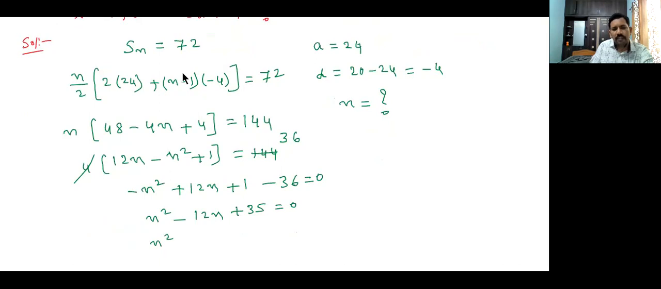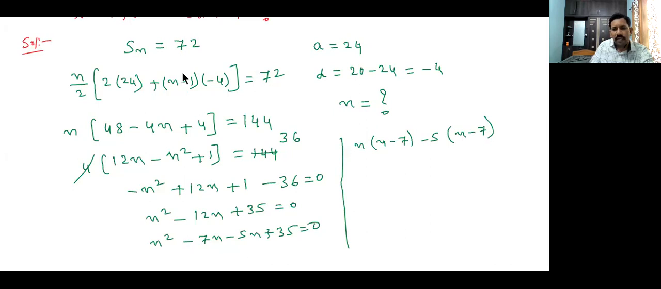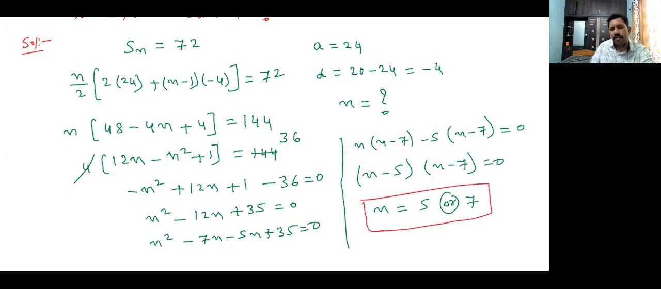So what are the factors? 7 5s are 35. Minus 7n minus 5n plus 35 is equal to 0. Now n common in the first two terms, we get n minus 7. Minus 5 common, we get n minus 7. That is equal to 0. Now n minus 5 into n minus 7 is equal to 0. So the n value is either 5 or 7. This is the answer.